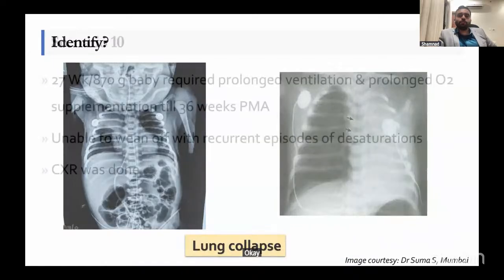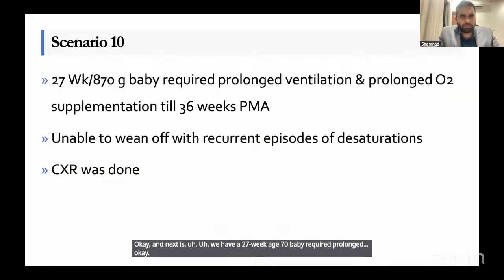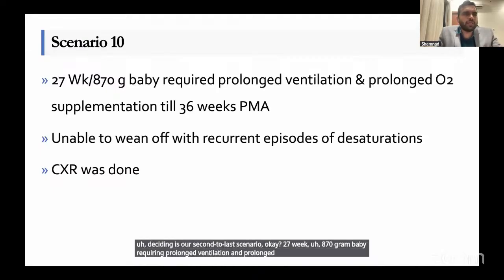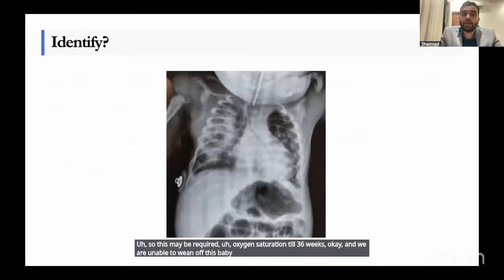Okay. And next we have a 27-week, 870-gram baby requiring prolonged ventilation and prolonged oxygen supplementation till 36 weeks PMA. We are unable to wean off with recurrent episodes of desaturations. So this baby required oxygen supplementation till 36 weeks, okay? And we are unable to wean off this baby. So that is your clinical scenario, preterm, unable to wean off at 36 weeks.